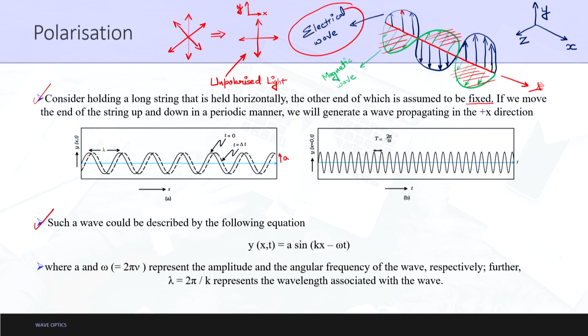Wavelength is the distance between two crests or two troughs. If I take a distance from here to here, this is known as the wavelength. Similarly, the distance from this to this is also the wavelength. The wavelength concept is also explained in this figure. So wavelength is 2π/k, where k is the wave number, and 2π/k represents the wavelength associated with the wave.